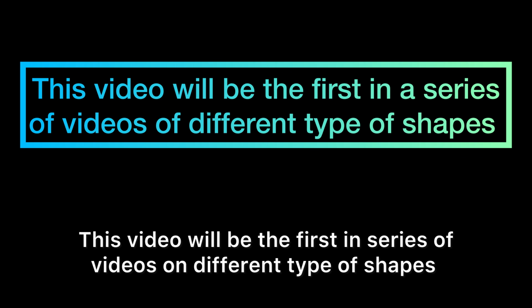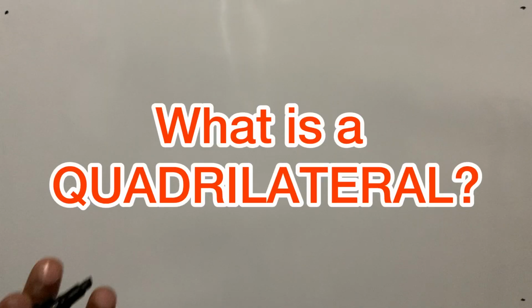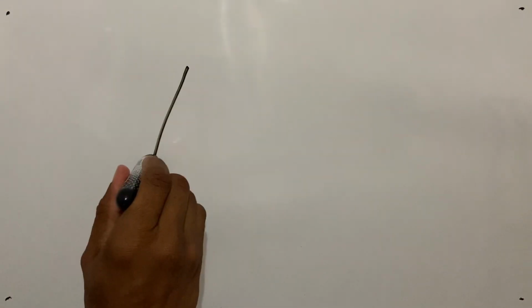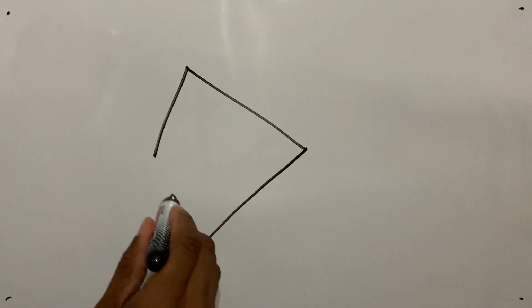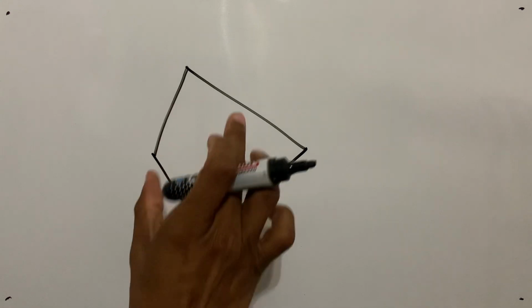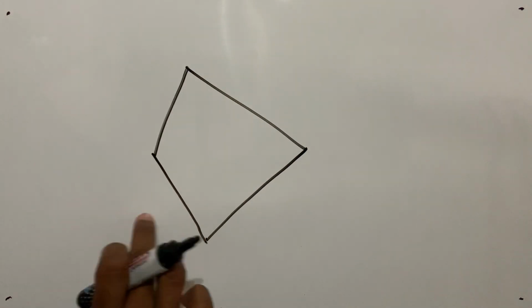This video will be the first in a series of videos on different types of shapes. Let's get into it. What is a quadrilateral? A quadrilateral is a four-sided figure.